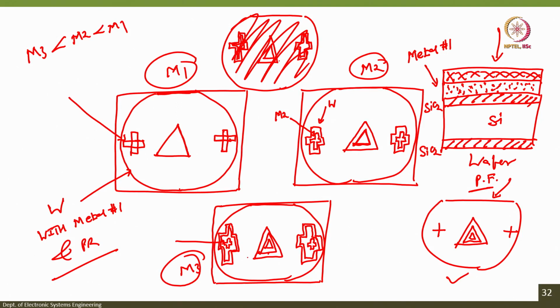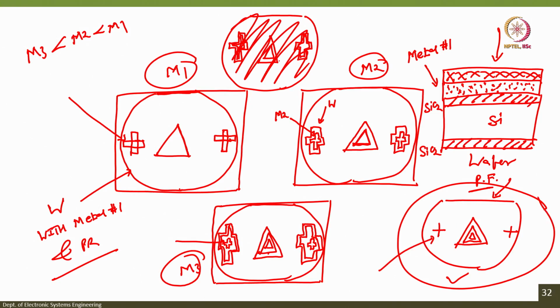Once you do that, you expose it, hard bake it, develop the photoresist, hard bake, etch the metal 3. The metal 3 etchant should not affect the metal 2 or metal 1 material, right. So, at the end of the day, when you do this, what will you have? You will have the wafer which will look like this. Of course, there are many alignment marks. For ease of representation, I have just drawn 2 plus, okay, but this is how the process is done.